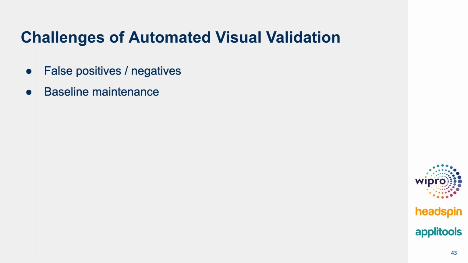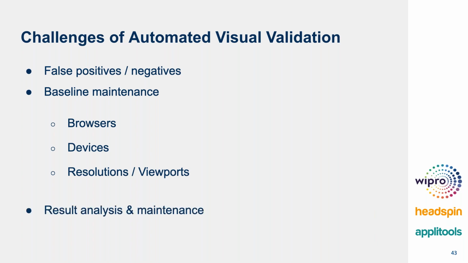Baseline creation and maintenance is one of the biggest challenges, especially if your product is available on various different form factors and browsers, for example. How do you create a baseline for all of these and make sure you're doing an apple-to-apple comparison in terms of what is expected versus what is seen? And browsers, devices, resolutions, viewports just add to that complexity.